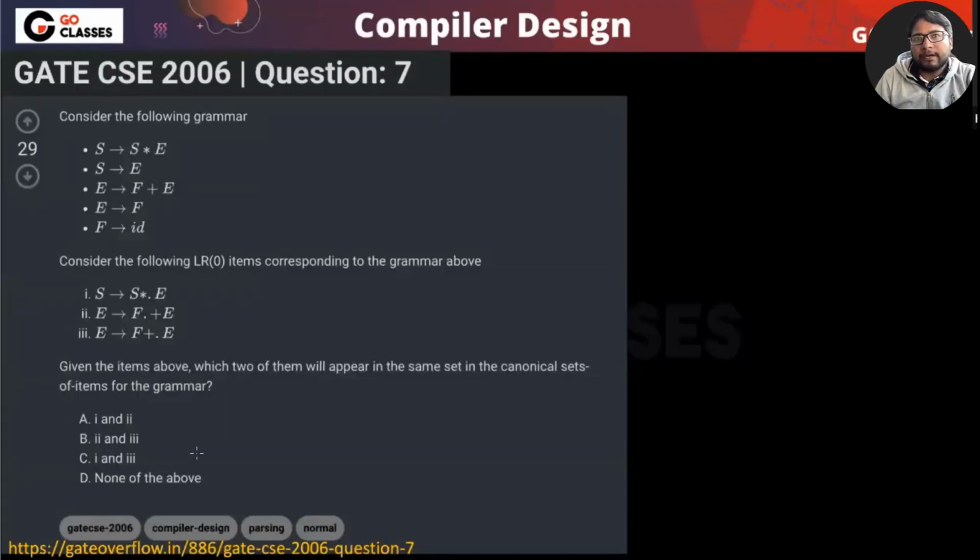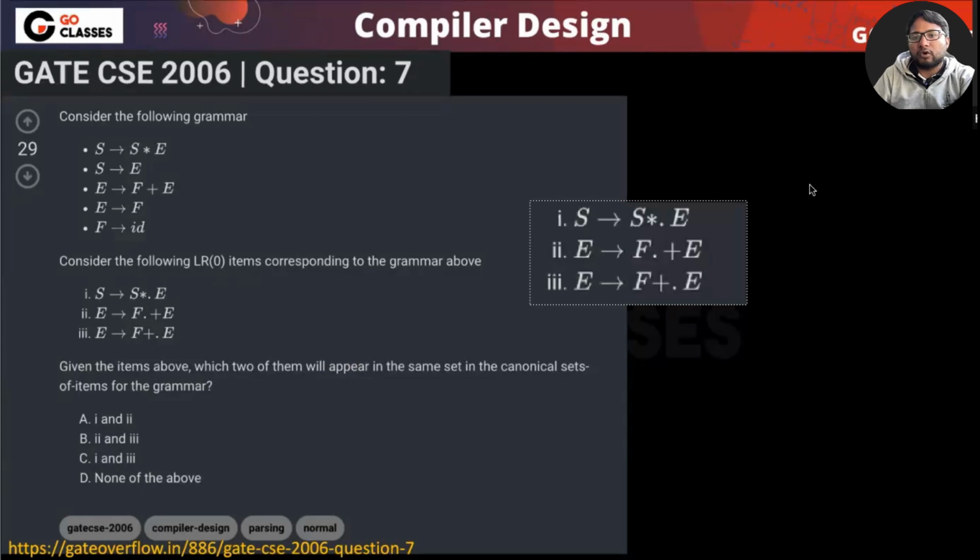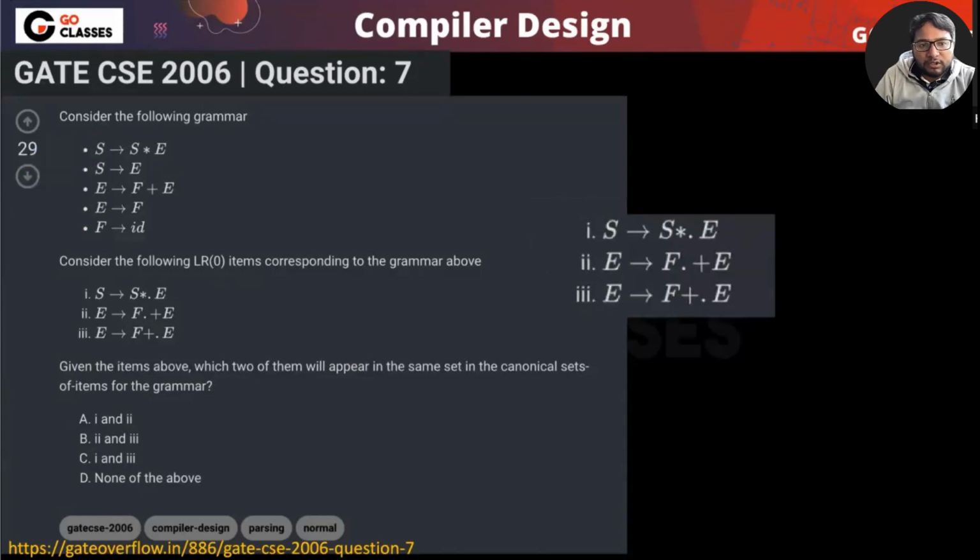So which two will appear in the same set? That's what you need to tell. See, here, if you just look at this, what does this tell you? Any of these dots, what does this dot tell you?